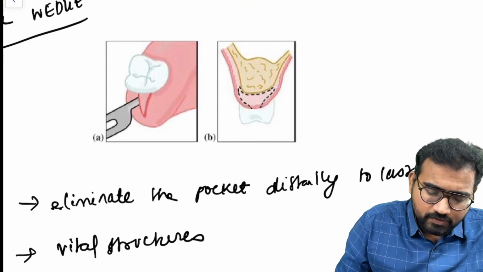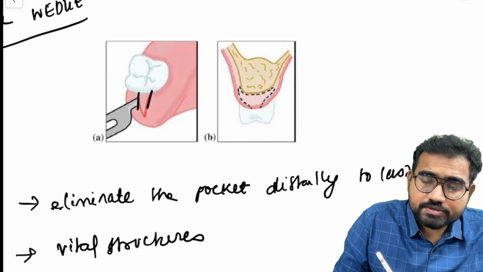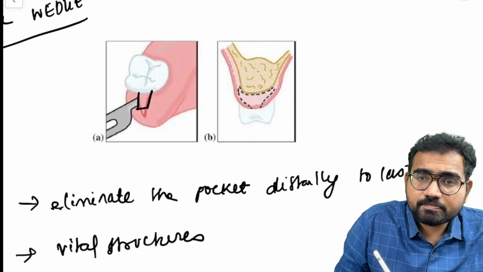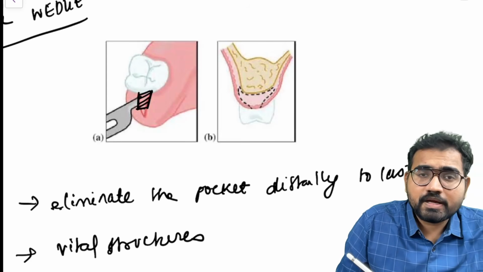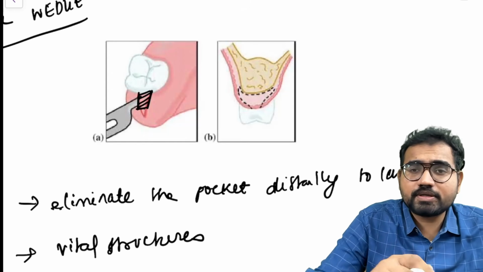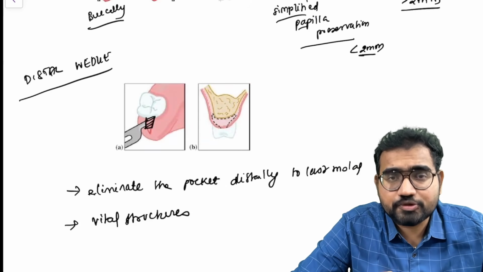Very simple. I'm going to give two horizontal incisions which are connected by another incision perpendicular to them, and I'm going to remove this tag of tissue. I'm going to do a nice curettage in that area, and I'm going to close that area. This is called the distal wedge procedure.